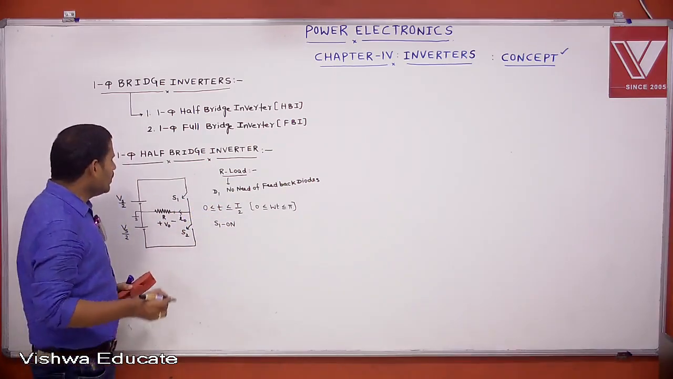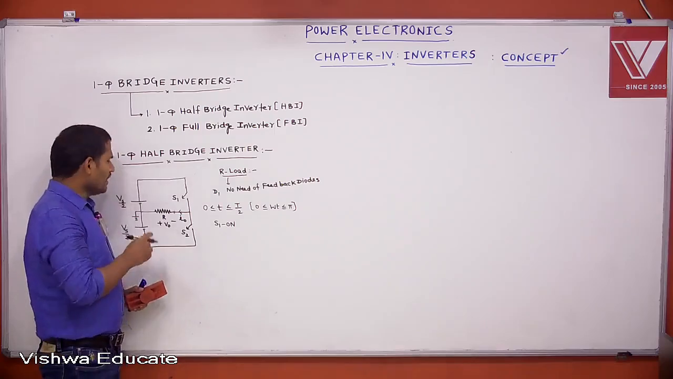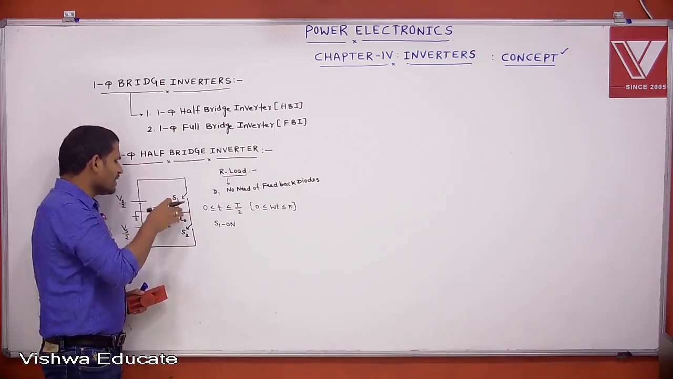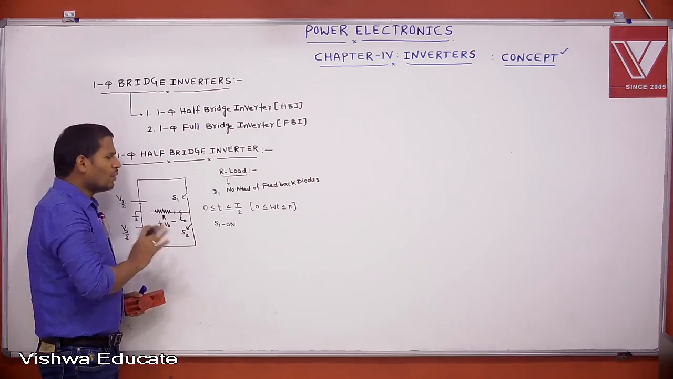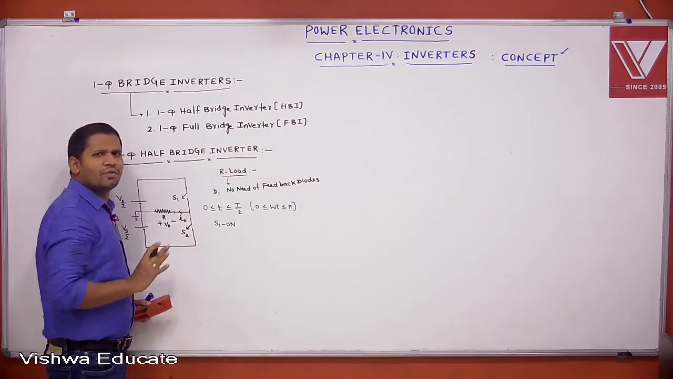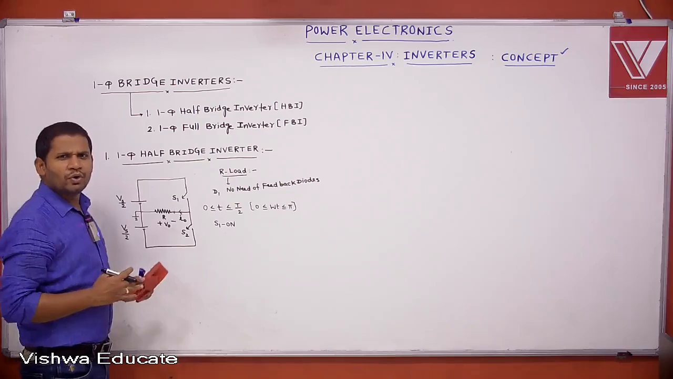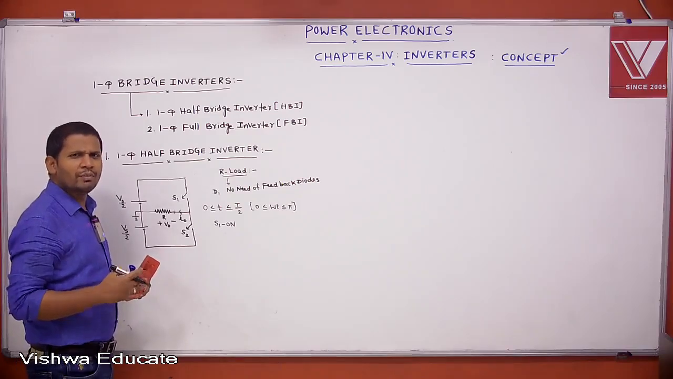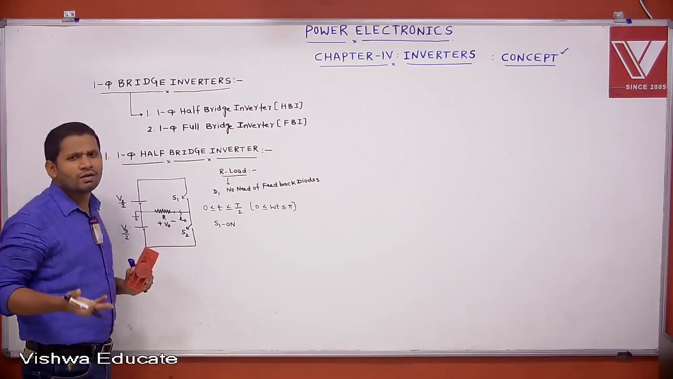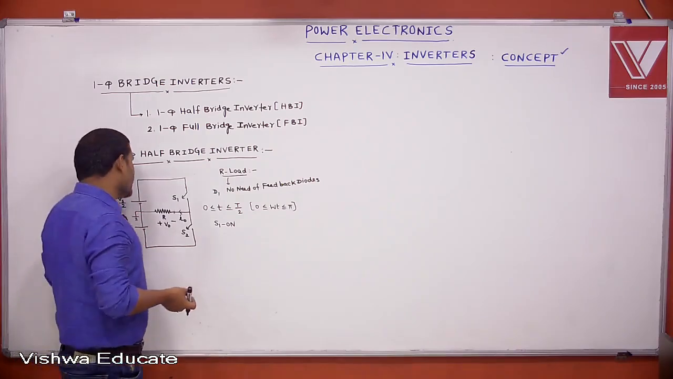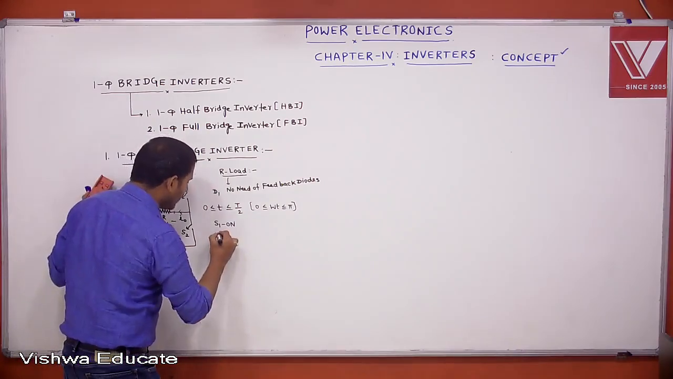But don't analyze like this: S positive, negative, is S1 on or not, S2 on. No doubt at all, every switch is under forward bias condition. Here we don't have any positive half cycle or negative half cycle. Based on your requirement, we either turn the switches on or off. S1 is on. If S1 is on, what is the equivalent?